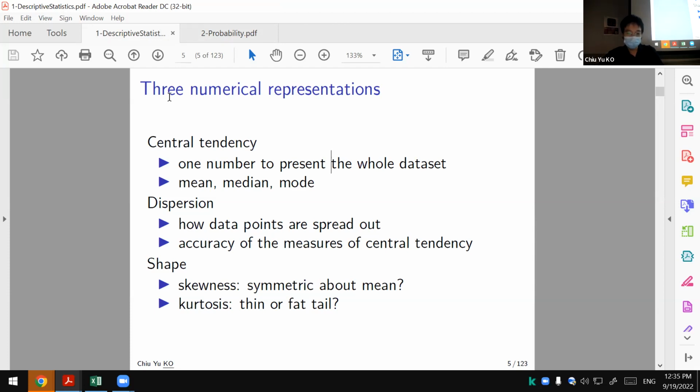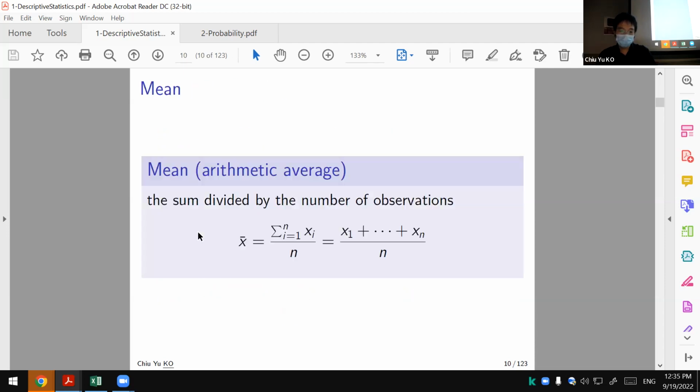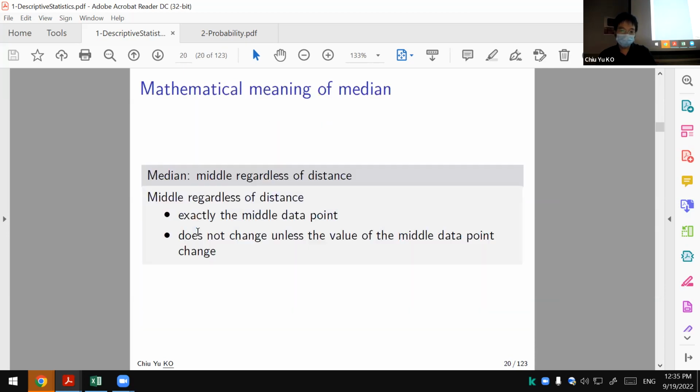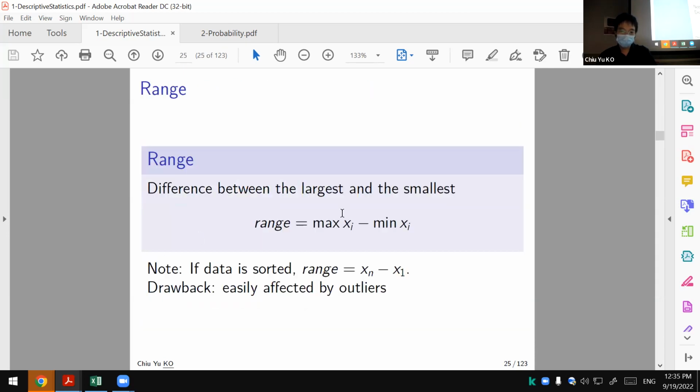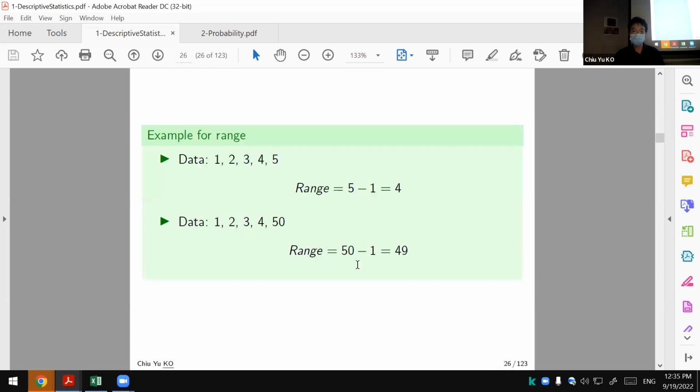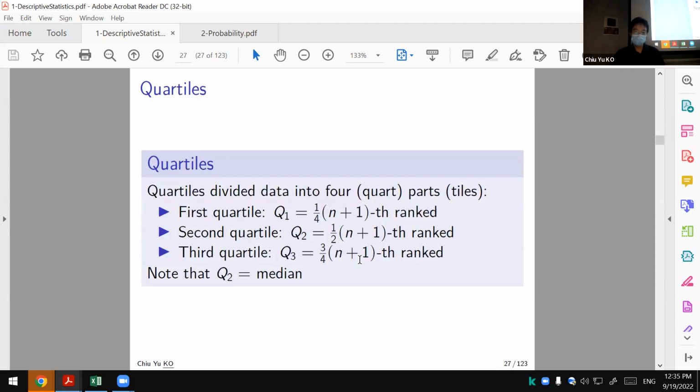For dispersion, we learned five different measures, right? There's the range, where the formula is the maximum minus the minimum, or the largest minus the smallest, depending on whether you use ascending or descending order. The next one is quantiles. You divide the data into four parts. The boundary of the first and second parts will be Q1, and the boundary of the third and fourth parts will be the third quartile.